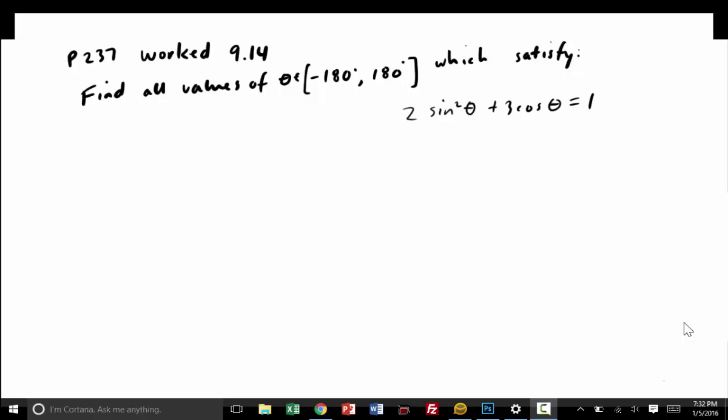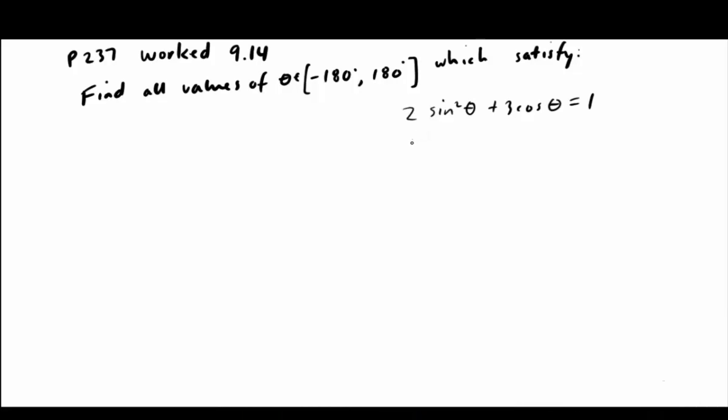Okay, page 237, worked example 9.14. Find all the values within this domain which satisfy this trig equation here. And so we're going to remember that sine squared theta plus cosine squared theta equals 1. This is a very important trig identity.